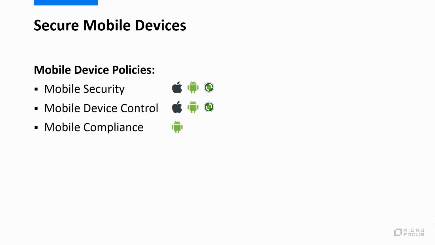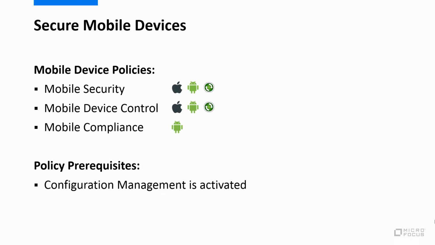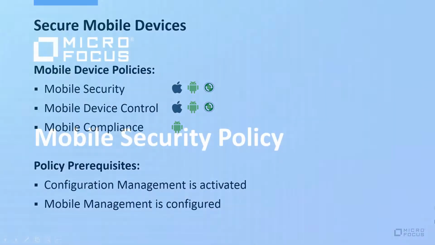Before we deep dive into each of these policies, you need to ensure that the following prerequisites are met. The license subscription for configuration management is activated. For more information on activating the license subscription, view the videos for activating products for securing devices. Also, the steps required to configure the mobile management feature in ZENworks are completed. To get more information on configuring mobile management, navigate to Mobile Management in the ZENworks Control Center navigation pane.